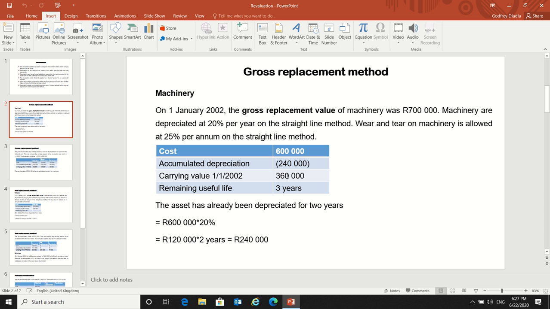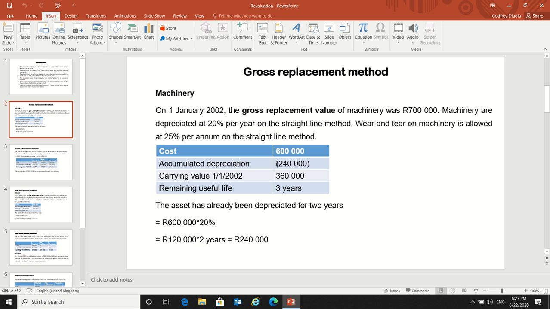Now remember, these figures that you are seeing here are historical cost, the initial cost. Now, the remaining useful life is 3 years. If I take the 360, the carrying amount, divided by these 3 years, it will give me 120 per year. So it tells me that the 240 here is 2 years, because 120 times 2 is 240. So 360 divided by 3 is 120, so depreciation per year is 120.